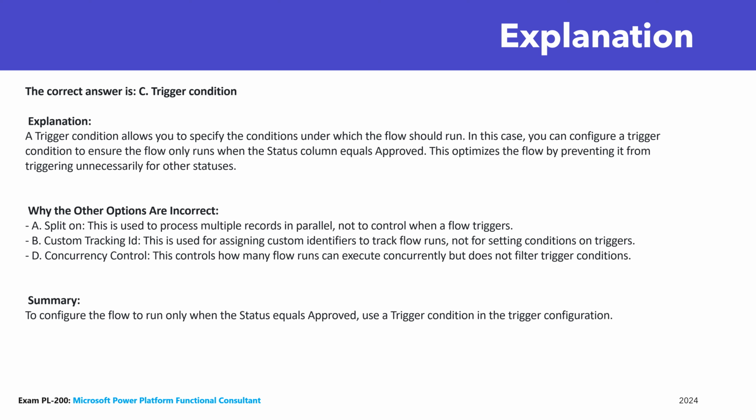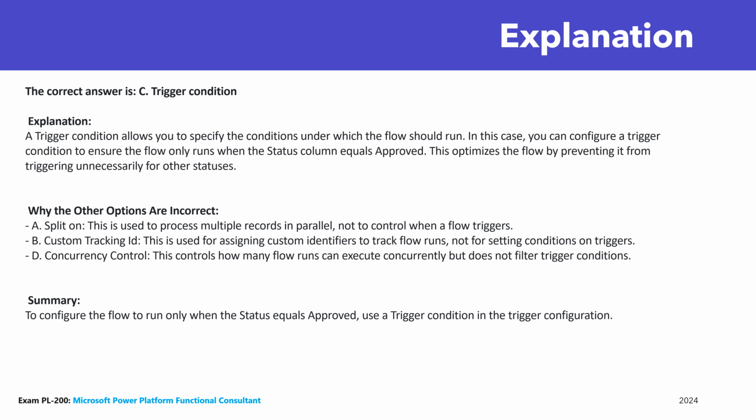The correct answer is C. Trigger condition. Explanation: a trigger condition allows you to specify the conditions under which the flow should run. In this case, you can configure a trigger condition to ensure the flow only runs when the status column equals approved. This optimizes the flow by preventing it from triggering unnecessarily for other statuses.